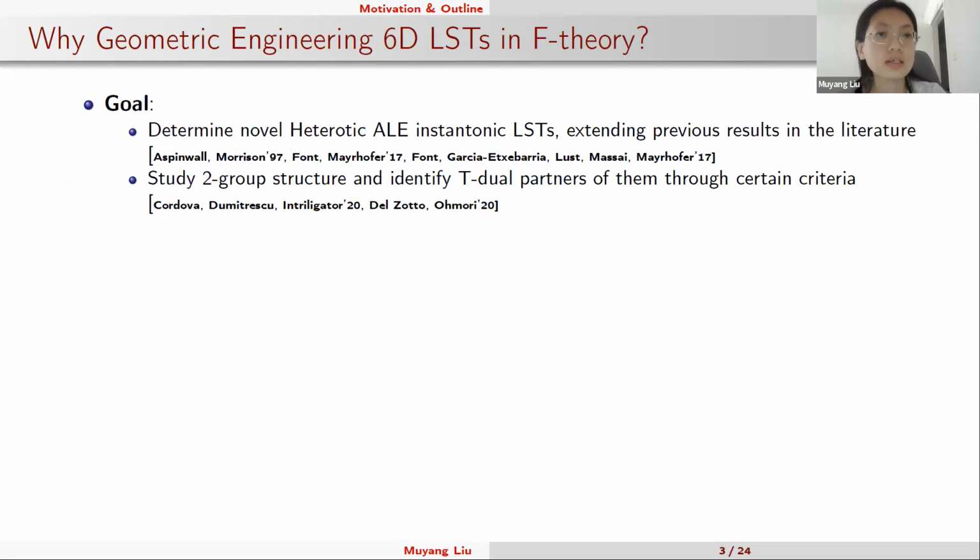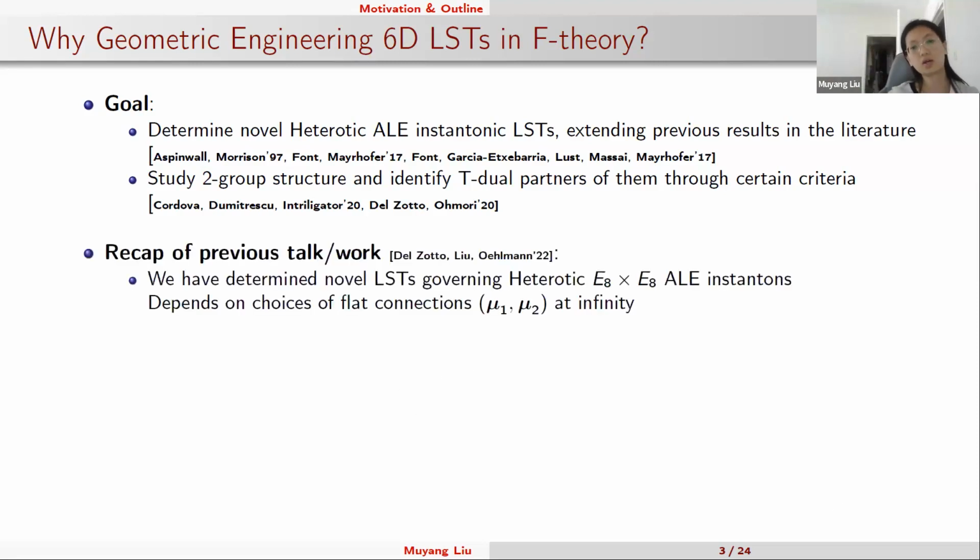One may be wondering why we need geometric engineering, especially using F-theory techniques, to study and construct the 6D little string theories. First we should recall the ultimate goal of our trilogy work: to determine novel heterotic ALE instantonic theories, extending the previous results in the literature as I listed here. We noticed that those little string theories have a universal 2-group structure that talks about the mixed strings of the symmetry from different dimensions. We hope to study those 2-group structures and use the matching criteria obtained from them to identify the T-dual partners among the novel little string theories we found.